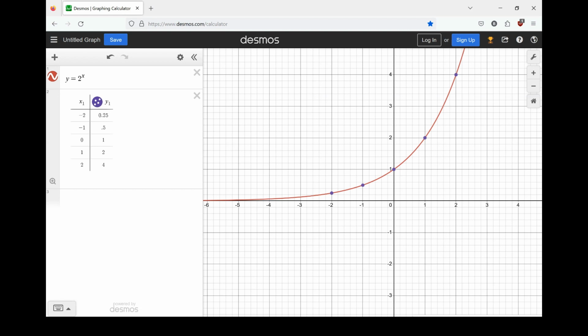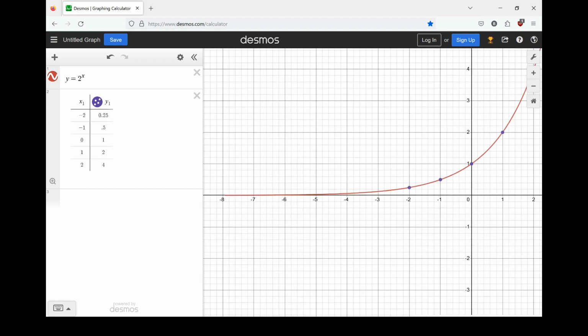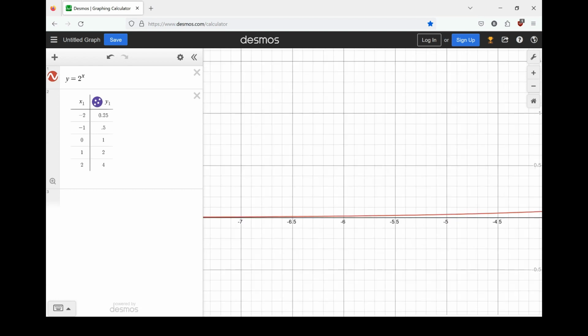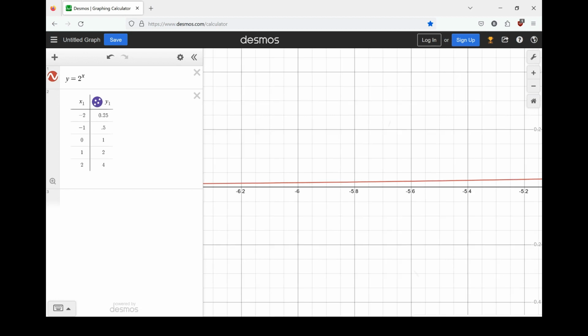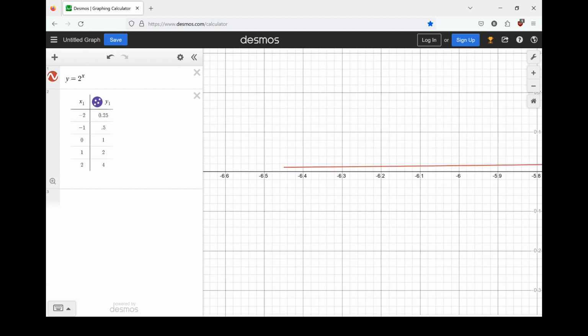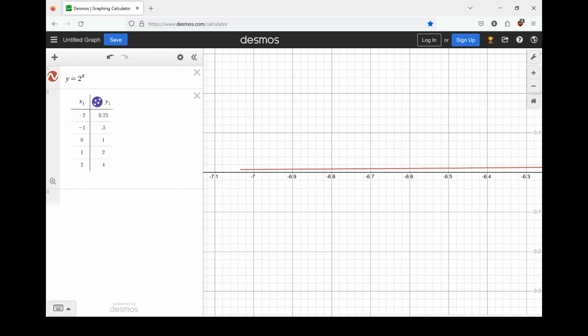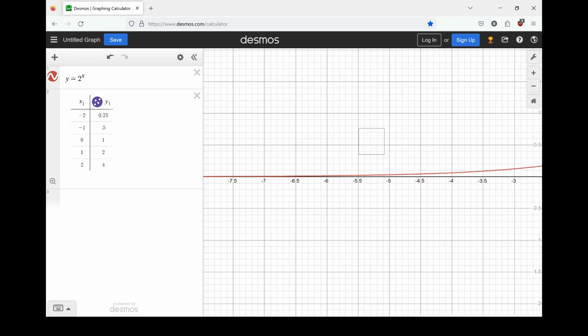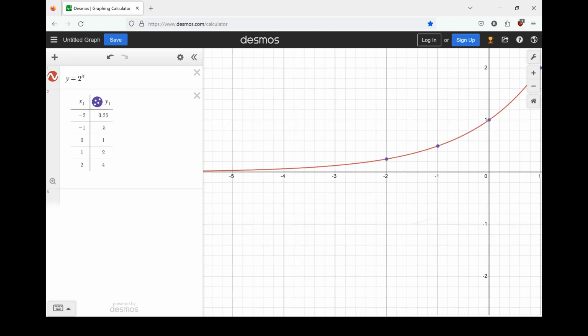Here I have an exponential growth function. It is increasing slowly at first, and then the increase becomes very dramatic. And about the asymptote here, the function is approaching the x-axis. When I zoom in, you see that the function is not touching the x-axis. It is approaching but not touching. So this is how an exponential growth function looks.